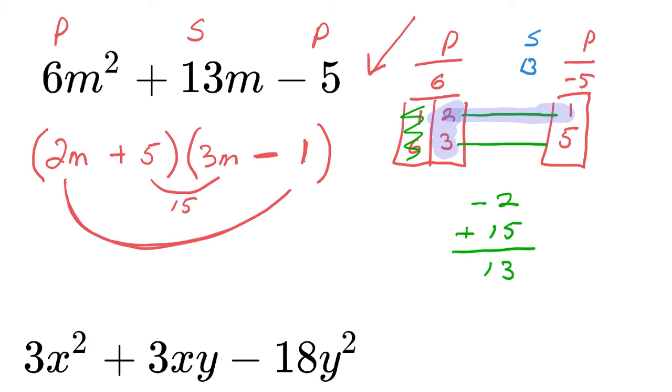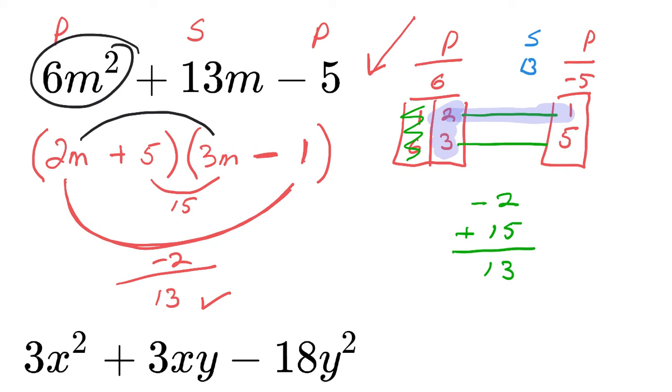This again is negative 2. Add those together to 13. And then when you multiply out your first terms, you're back to 6m squared. And multiply your last terms, and you're at negative 5. So there we go, success.